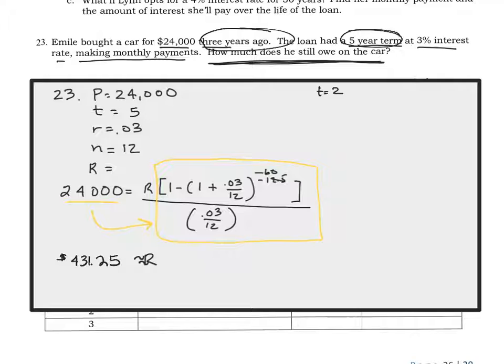Okay? And so we're looking for our principal, right? What we still owe. Our R is going to be the same. Our N is going to be 12, and our regular monthly payments, capital R, is going to be $431.25. Okay, I'm going to need a little bit of space to set this up into my formula.